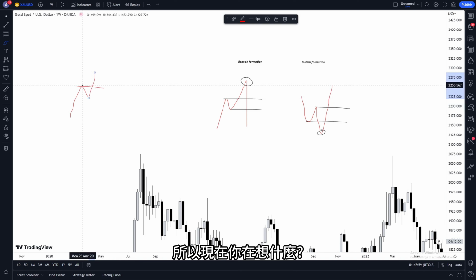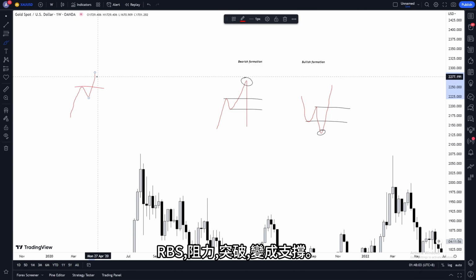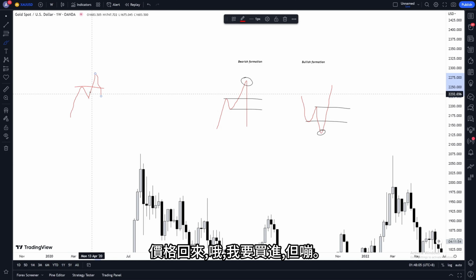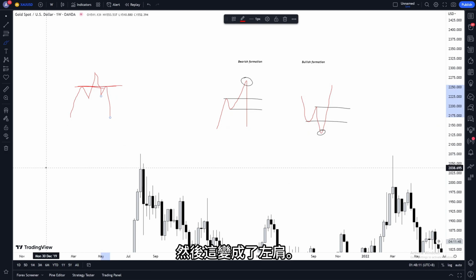So now you're thinking, what? This is a resistance that gets broken. What's this? RBS, resistance, break, becomes support. Price comes back, oh, I'm going to buy, but boom. Candle closure below. Then this becomes a left shoulder. Same thing over here.